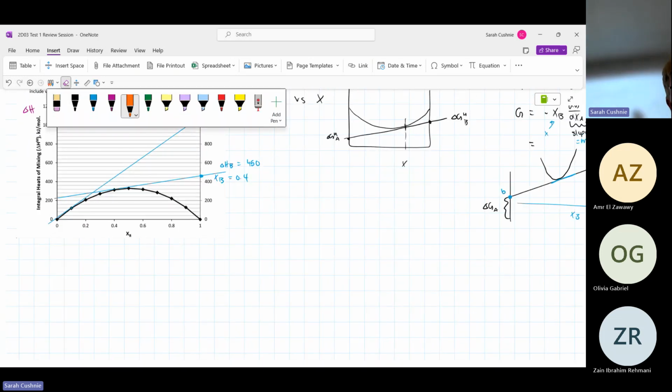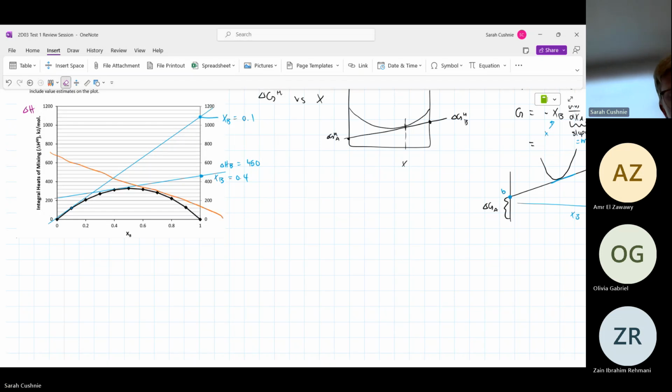And you're going to do the same thing for A. It'll be delta H_A equal to, I don't know, like 700-ish. And this is at a value of xB equal to like 0.7, whatever. You do that for all of the different points, do a lot of lines.